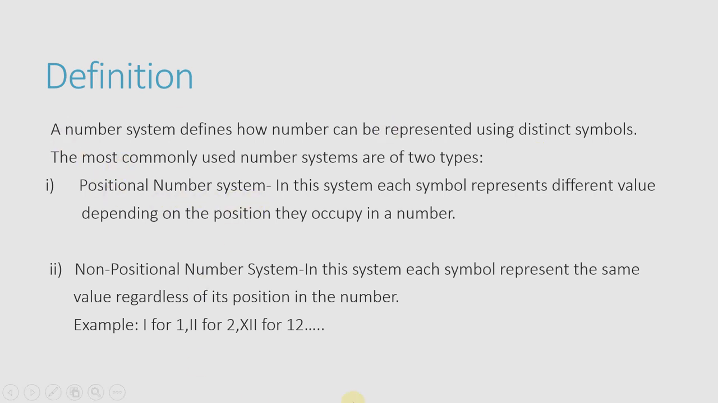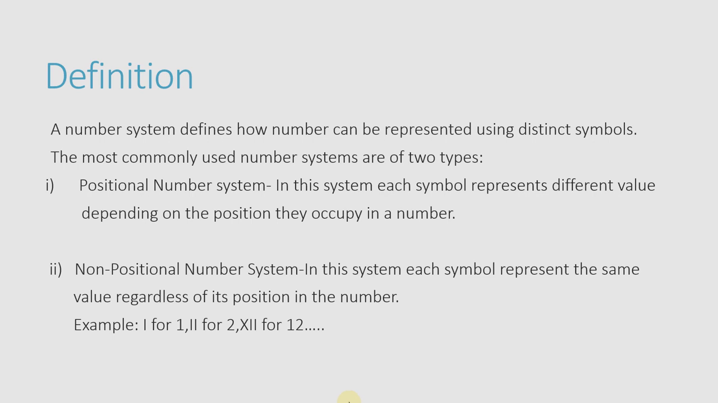In this system, each symbol represents a different value depending on the position it occupies in a number. It means here the position of a symbol has its significance, whereas in a non-positional number system, each symbol represents the same value regardless of its position in the number. It means here the symbol does not have any significance of its position. It represents the same value regardless of its position.